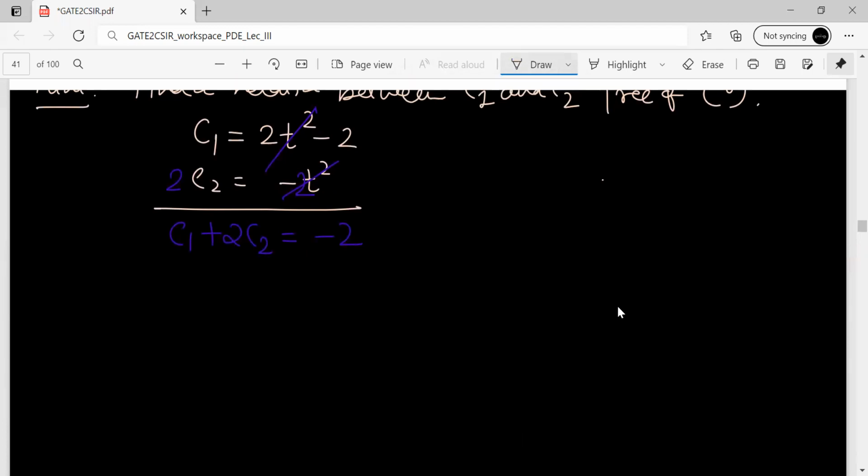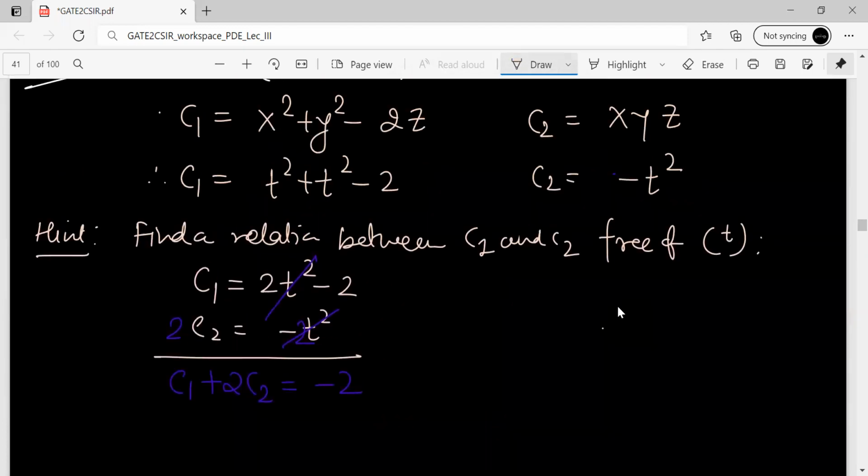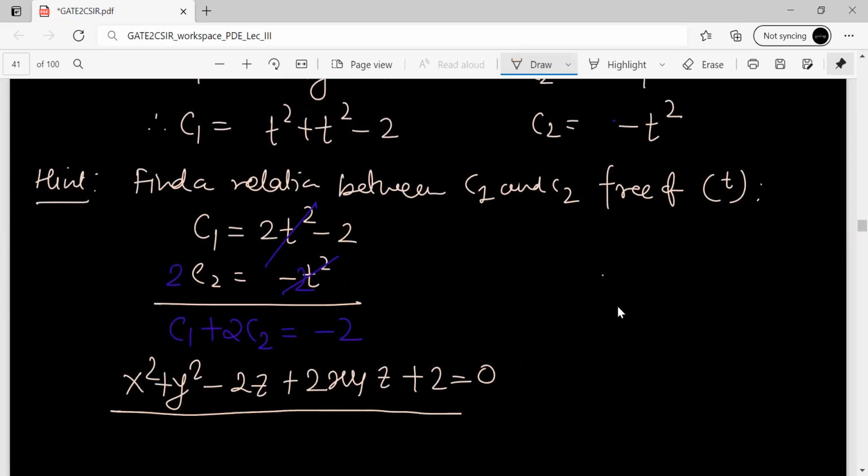Now in this, just substitute what are C1 and C2 and you are done. What is C1, by the way? C1 was x square plus y square minus 2z, plus 2 times C2. C2 is xyz. So x square plus y square minus 2z plus 2xyz plus 2 equal to 0. You have got the same surface.